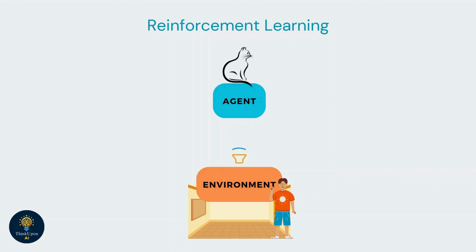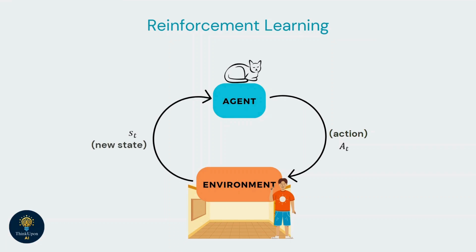It can choose to lie down, it can choose to run away. But the cat chooses to lie down and reaches a new state where it lies. Now, seeing this, the owner decides to give a positive reward to the cat. In this case, a fish. And the cat just loved it.